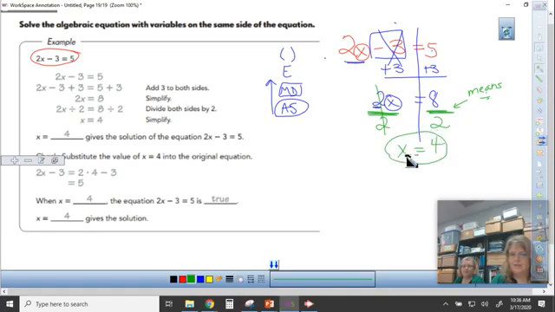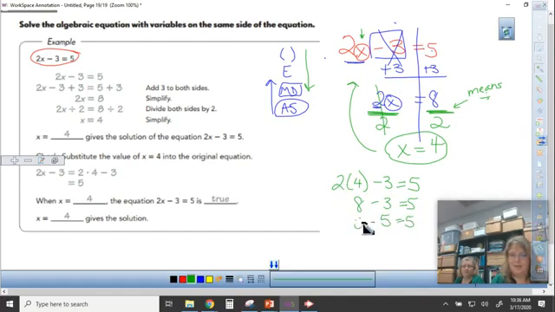Once I get it down to where I have just my variable equals a number, then I am done. I would plug it back in to check to see, does this answer make sense? So I plugged it right back in, substituting it in for that variable x. And now I follow the correct order of operations. 2 times 4 is 8. And then 8 minus 3 is 5. Hot dog, happy pants girl, I got an answer that checked and it works. So that's your first example. I think you have some problems to practice with that.